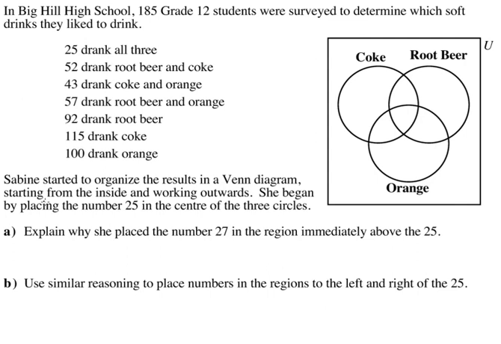Sabine started to organize the results in a Venn diagram. Starting from the inside and working outwards, she began by placing 25 in the center of all three circles. Is that the right thing to do? Yeah, it is. I've been nagging you pretty regularly to always start in the center, or try to, when you're doing a Venn diagram. And that means this section right in the middle is people who drink all three things. And they gave us that number. We don't have to put an X for it. We can say there are 25 people in that region.